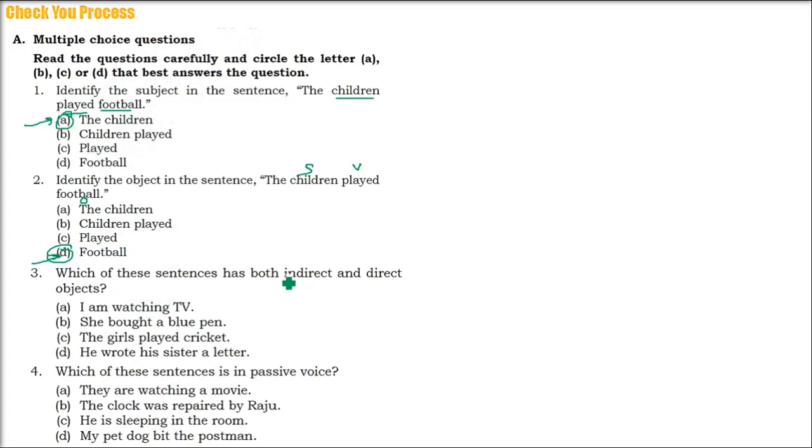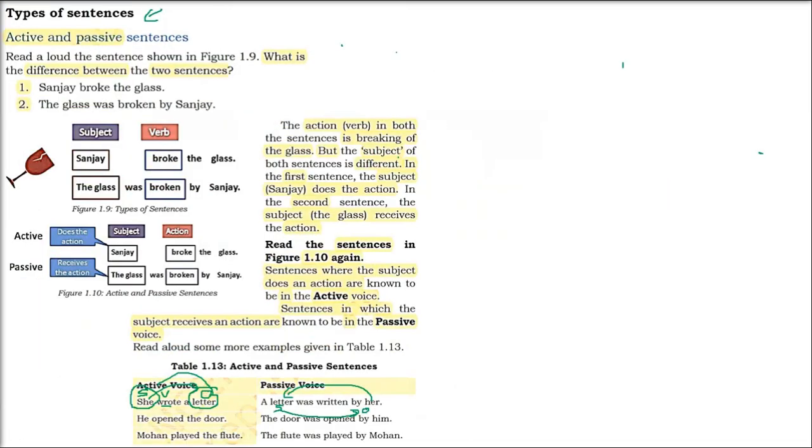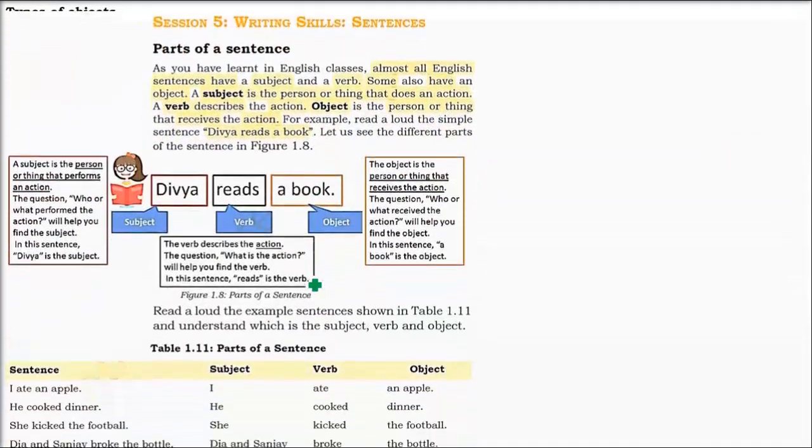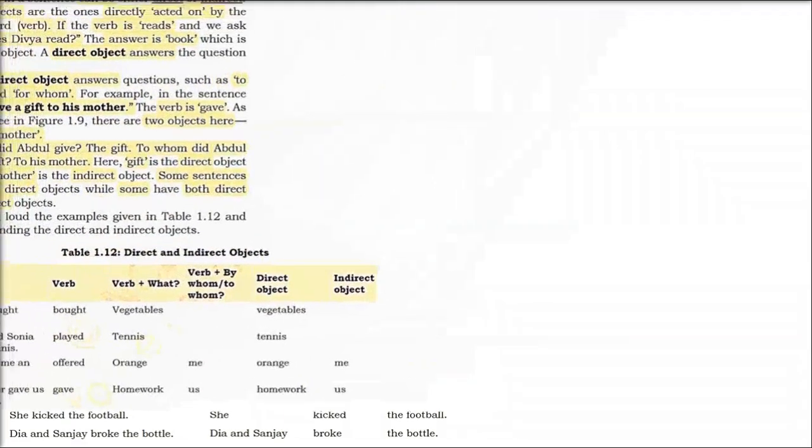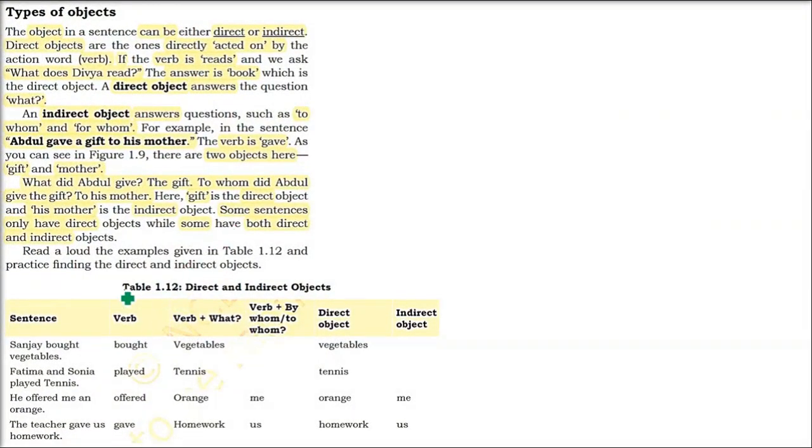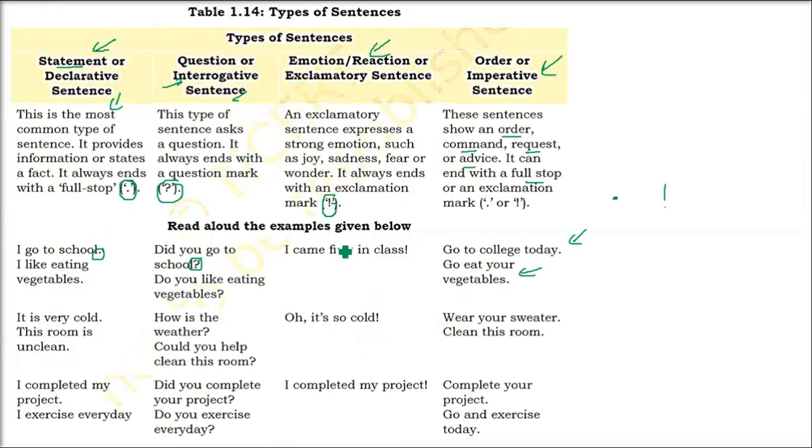Which of these sentences have both direct and indirect objects? Take the verb and ask the question what? The direct object will come. Ask the question to whom, for whom? The indirect object will come. So for the direct object, ask the verb the question what? Sanjay bought vegetables. Sanjay bought what? Vegetables. And for the indirect object, to whom, for whom? Sanjay bought vegetables for her mother. So if the example were like this, mother would be the indirect object.